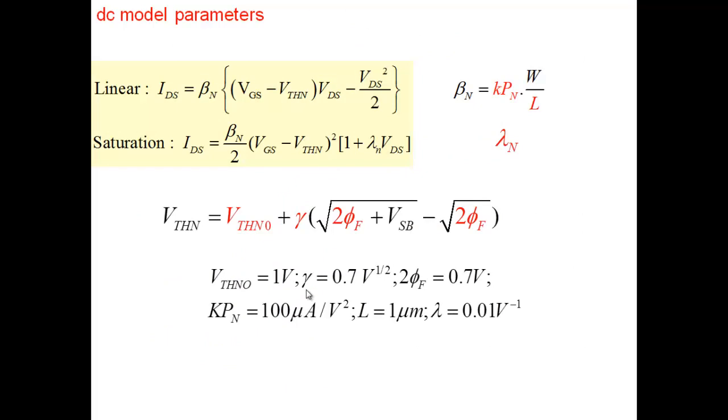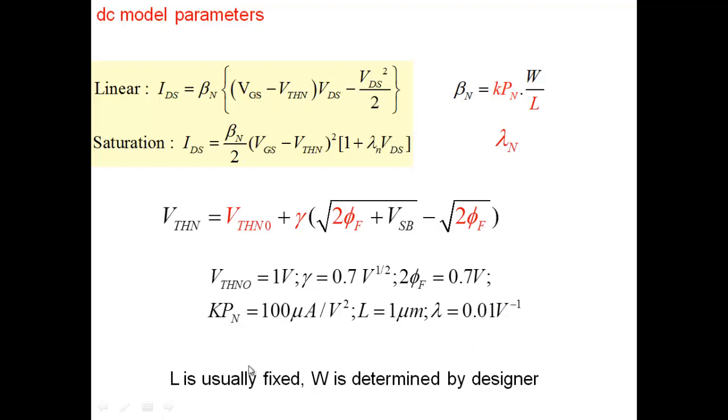So this is our model for the MOSFET in linear and saturation, summarized here. These values that I've given are for older technology. If you have 0.5 micron technology, very old, compared to 1. But these are some numbers. I'll give you numbers for more recent technologies later on. So you can see here VTHN for 0.5 micron technology is 1 volt, gamma is 0.7, 2φf is 0.7 here, KPN could be 100 microamperes per volt squared, lambda could be 0.01.